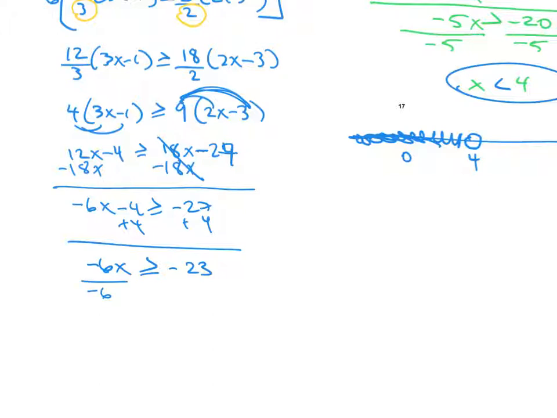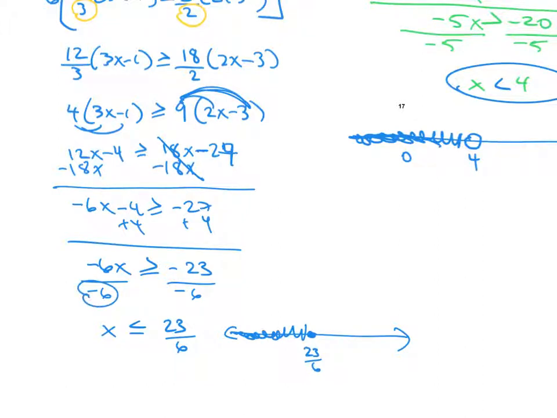And so I'm going to divide by negative 6, so I get x is less than or equal to 23/6. And if I sketch that, that's almost 4. And I want everything to the left. And because I divided by a negative, I had to reverse my inequality symbol.